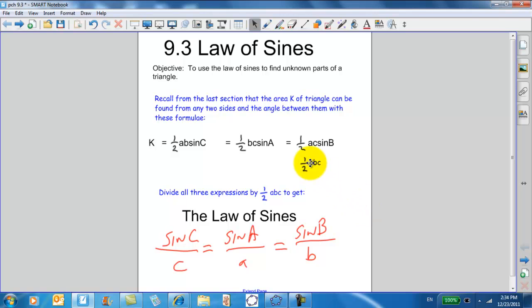We get the law of sines, because if you take 1/2 ABC and divide it into the first expression, the A and the B and the half cancel out, and you're left with sine C over C. That's what I have down here. If I divide this one by 1/2 ABC, the B and C cancel out, and the half, and so you get sine A over A. And over here, the A and C cancel out, you get sine B over B. So that's the law of sines.